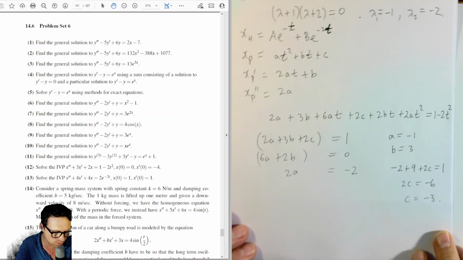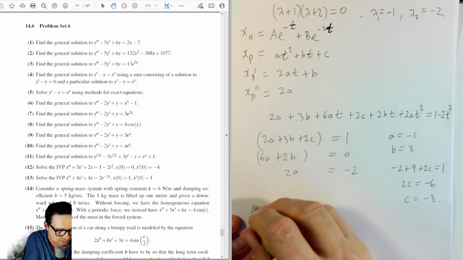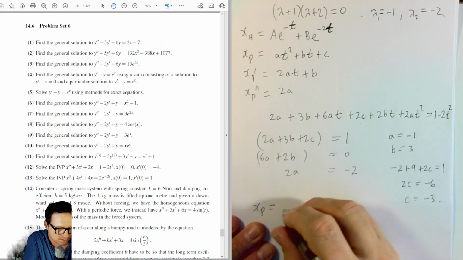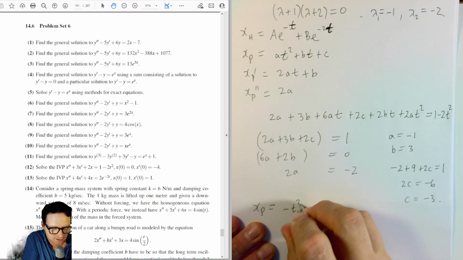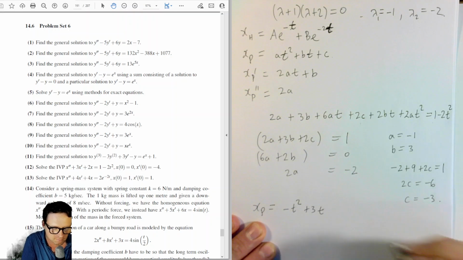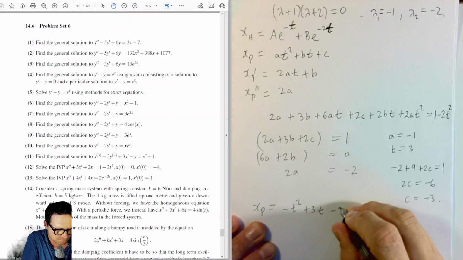So that gives us our particular solution. xp is equal to minus t squared plus 3t minus 3.